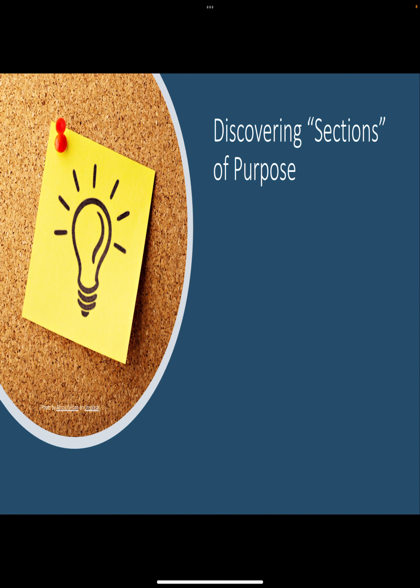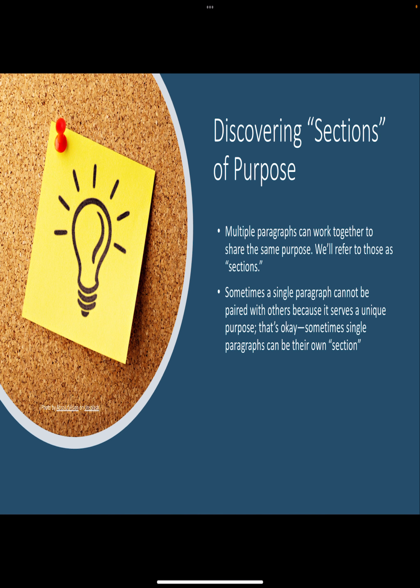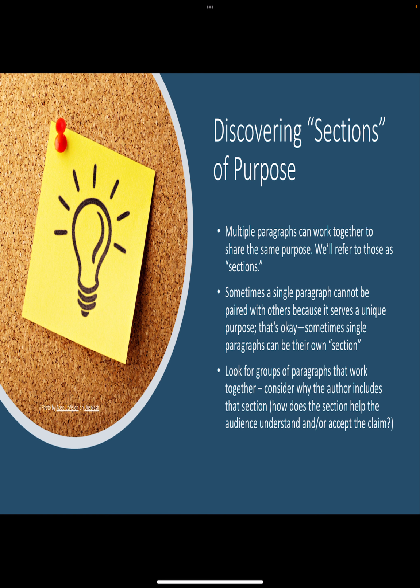So discovering sections of purpose involves when multiple paragraphs are grouped together under the same purpose. And again, I gave the example of supporting the same reason. Sometimes a single paragraph cannot be paired with others because it serves a unique purpose. And one paragraph can be its own section. A section does not need to be 2 or more paragraphs, although they often are. So look for groups of paragraphs that work together and consider why the author includes them in that section, right? In what ways are those paragraphs accumulating to a larger purpose or idea?